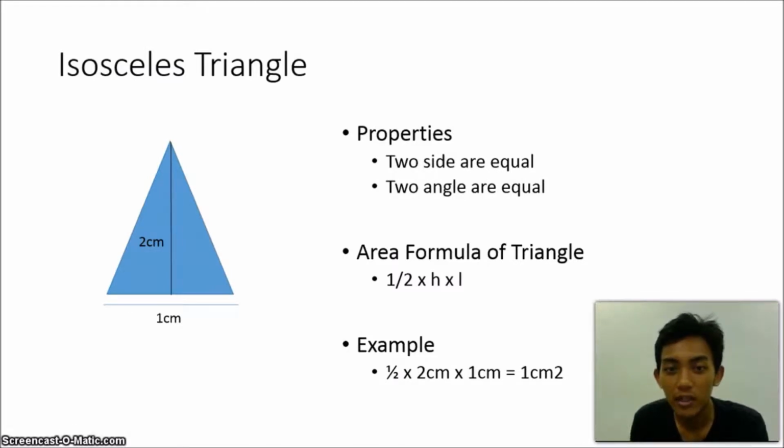Next, the isosceles triangle. Now the isosceles triangle differs from the equilateral by having only two equal sides, not 3. So this side and this side are equal, but this side isn't equal to these two sides, meaning only 2 angles in this triangle are equal, but this one is not. The area formula of this triangle is 1/2 times its height times its length, same as the equilateral triangle. An example, 1/2 times 2 cm times 1 cm equals 1 cm squared.